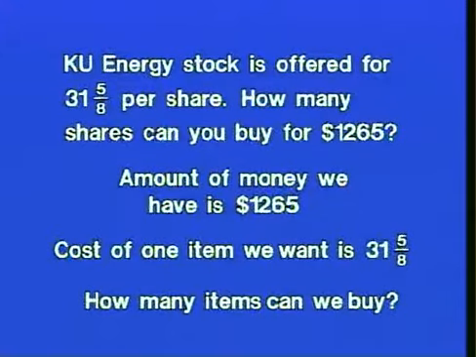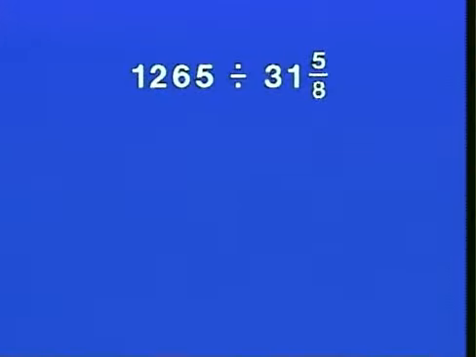And this is what I want to emphasize here, is the interpretation of the problem is just as important as going through the process of the division here to get at an answer. We have to be able to interpret the problem in order to be able to solve it. Well, from all of that, we understand that 1,265 is being divided by 31 5/8.